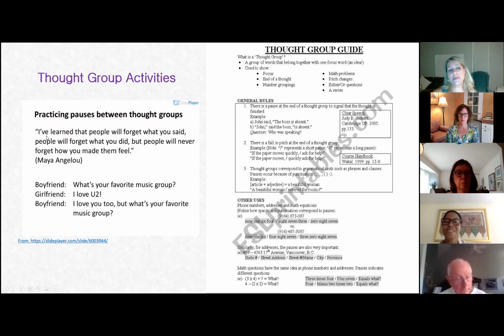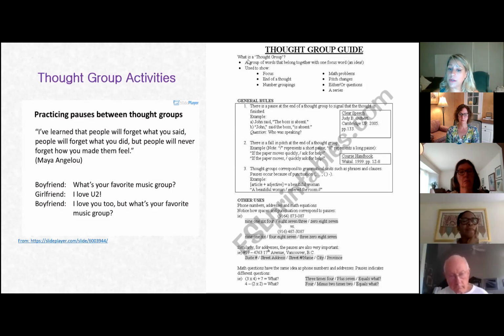But here's a good example too. "I've learned that people will forget what you said," thought group, stop. "People will forget what you did," thought group, stop. "But people will never forget how you made them feel," stop, by the amazing Maya Angelou, who's got my heart. So this is a good example of how we stop and chunk that language, okay?